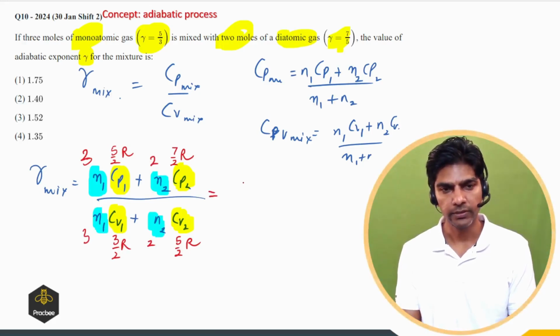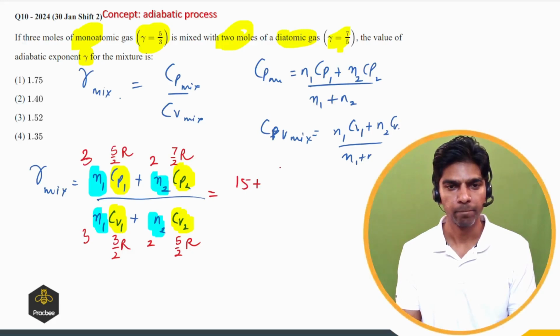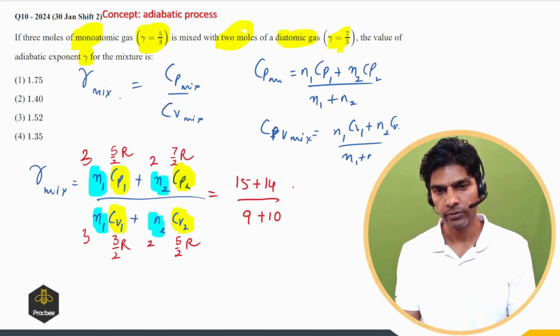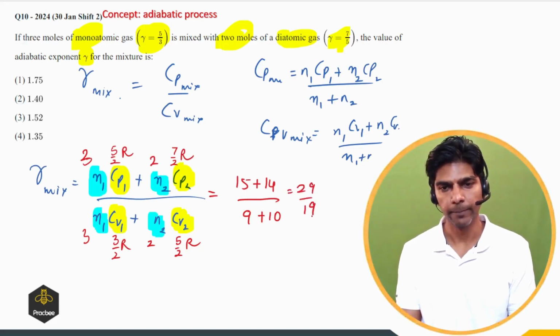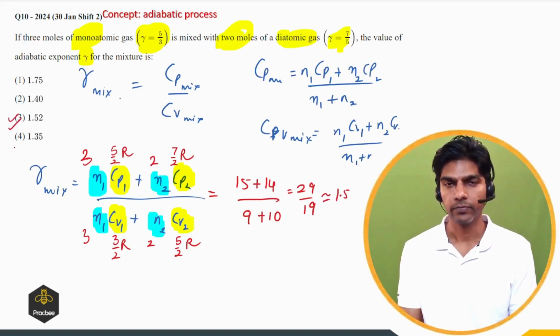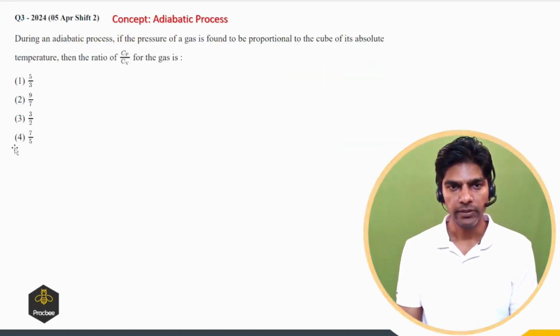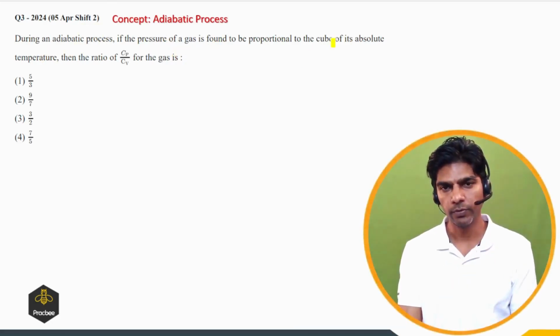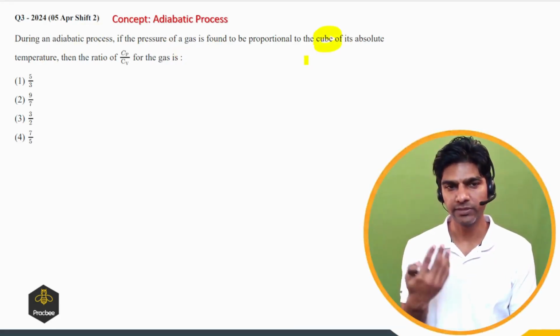Now if you simplify this, we get (15 plus 14) divided by (9 plus 10), because R by 2 gets cancelled from the numerator and the denominator. This comes out to be 29 by 19, which is close to 1.52. So option 3 is the right answer. Right, so let us see the next question. During an adiabatic process, if the pressure is found to be proportional to the cube, again there is a repetition of a similar question.